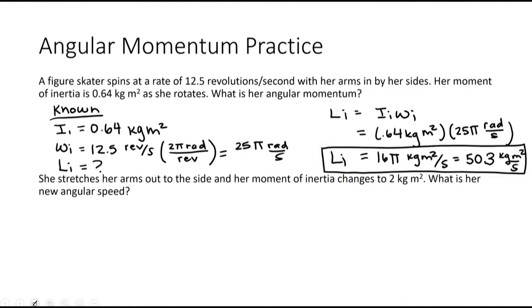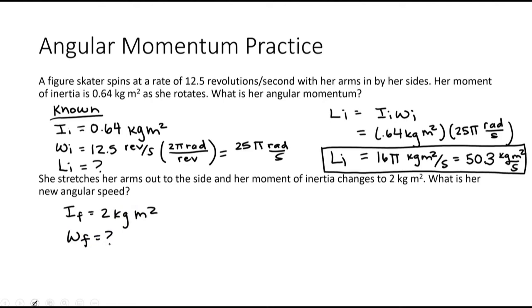And now we want to say, okay, now she stretches her arms out to the side and her moment of inertia changes to some new value of 2 kilograms meters squared, and we want to know what's her new angular speed. So this means that I final is going to be 2 kilograms times meters squared, and omega final is what I'm looking for. So how am I going to relate these two situations?